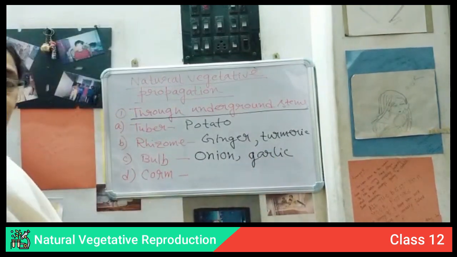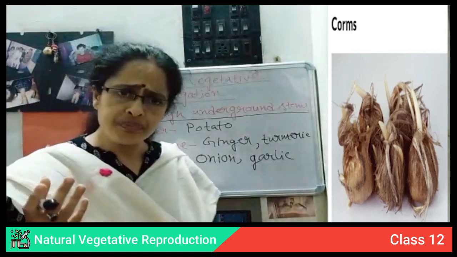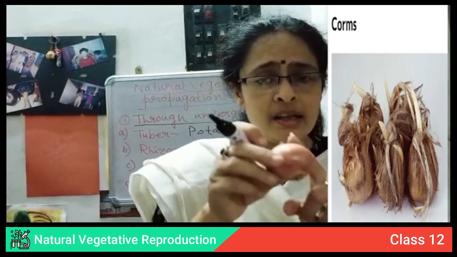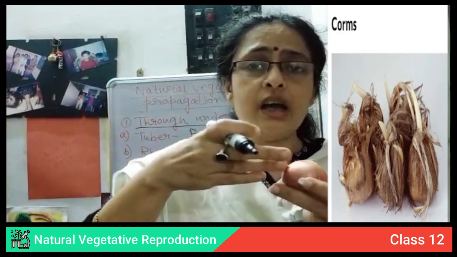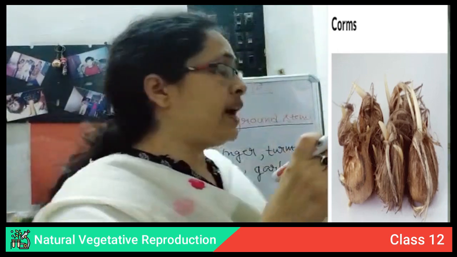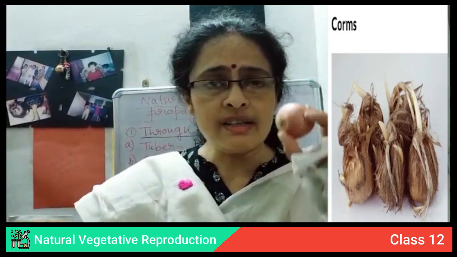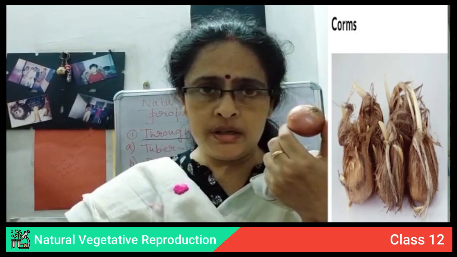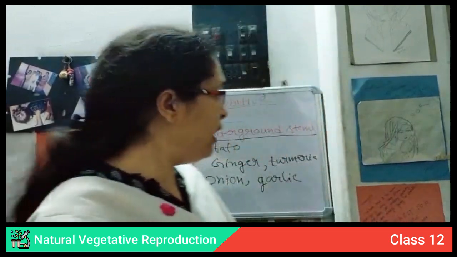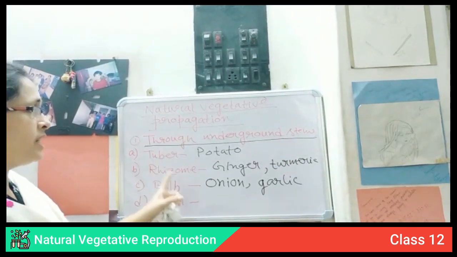Now the third type is corm. You see, corm is also like a bulb, but the difference between corm and bulb is that a bulb has condensed leaves and a corm has condensed tissue. This is the main difference. More or less they are morphologically the same. Their physical appearance is the same. So these are the different types of underground stems through which vegetative propagation occurs.